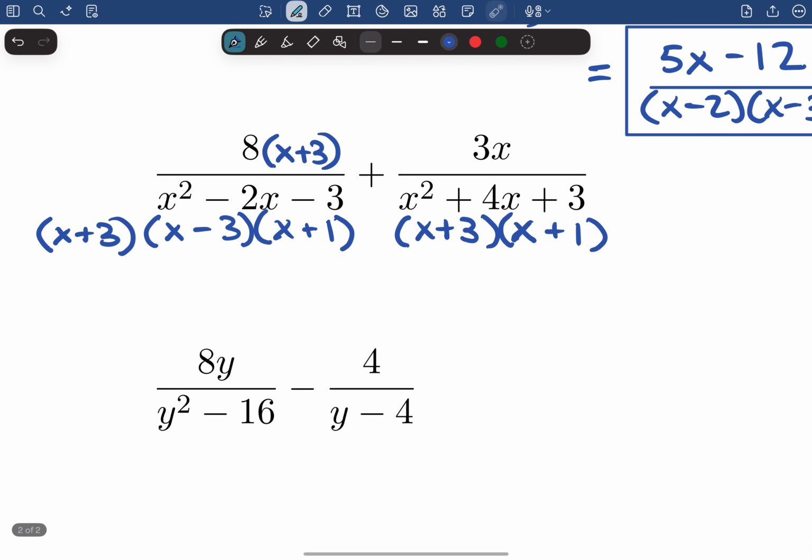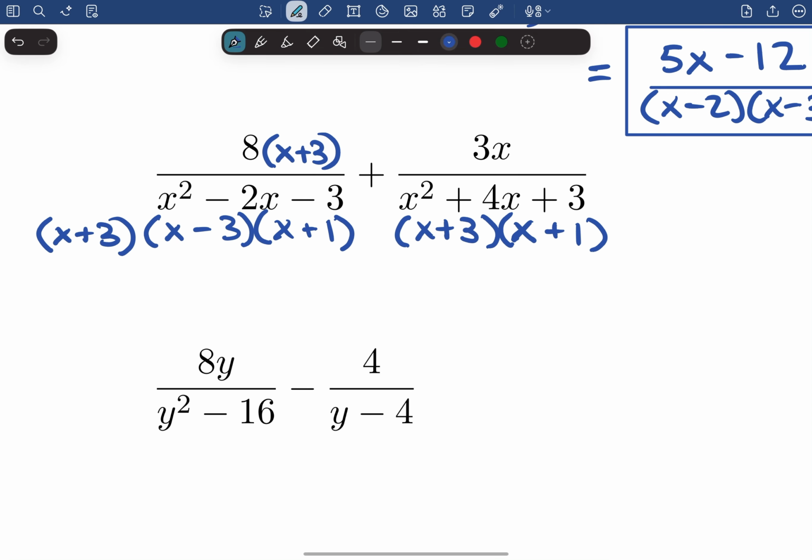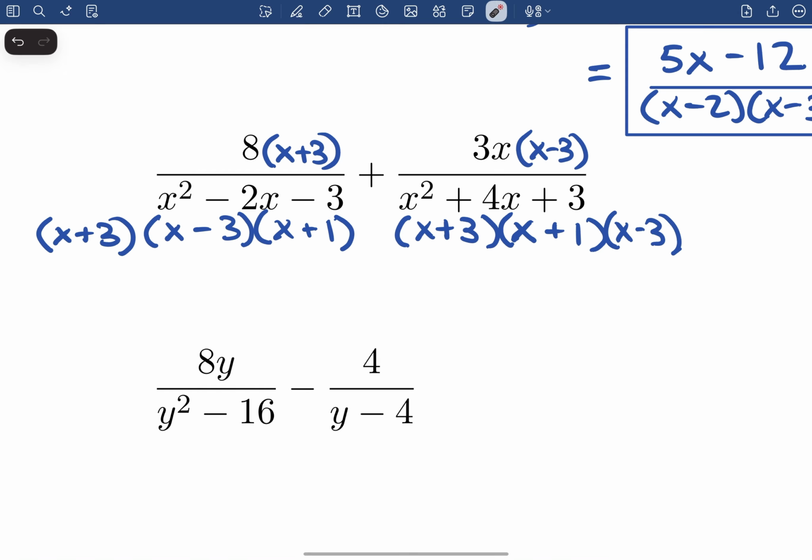Okay, but also, you see this fraction, this denominator, it doesn't have an x minus 3. It's missing an x minus 3. And so I multiply an x minus 3 on bottom and on top. And what have I just done? I have made it so that we have the same denominator. Look, the denominators are the same.